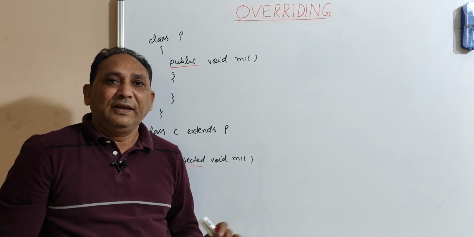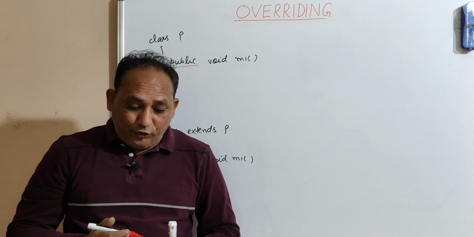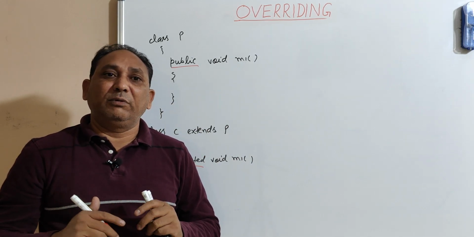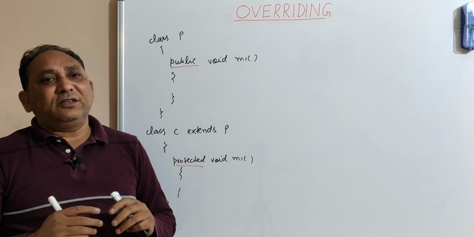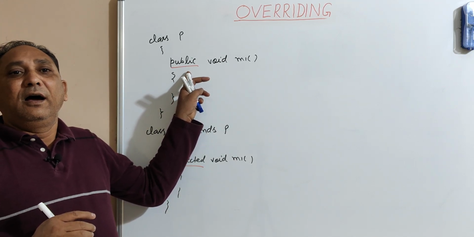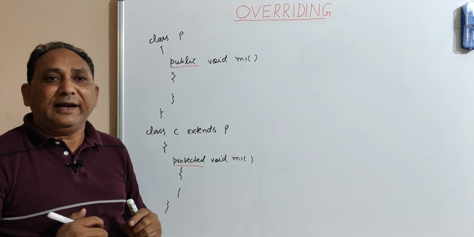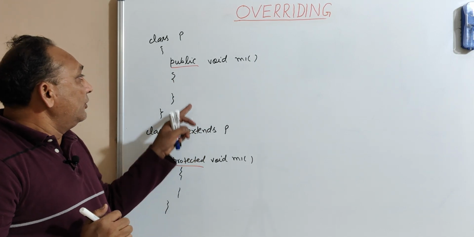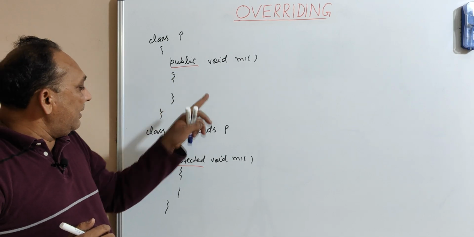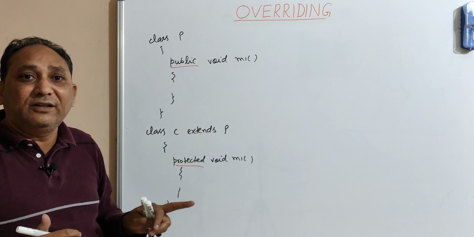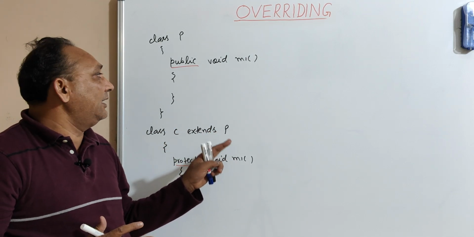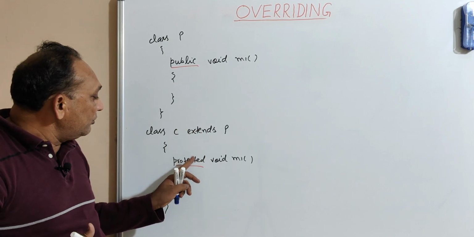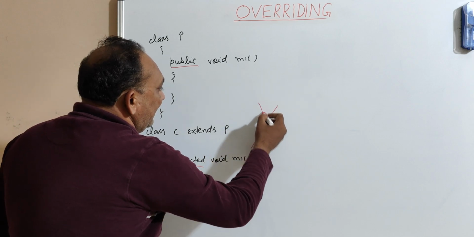It is not possible. The concept is that you cannot reduce the scope from the parent one. You can increase, but you cannot reduce. So in access modifiers, public has the highest visibility, right? And protected is less visible than public. So once you override public as protected, you are reducing the visibility. Earlier in the parent class the visibility was public, and in the child class you are making it protected, so it is not possible. Compile will give the error.